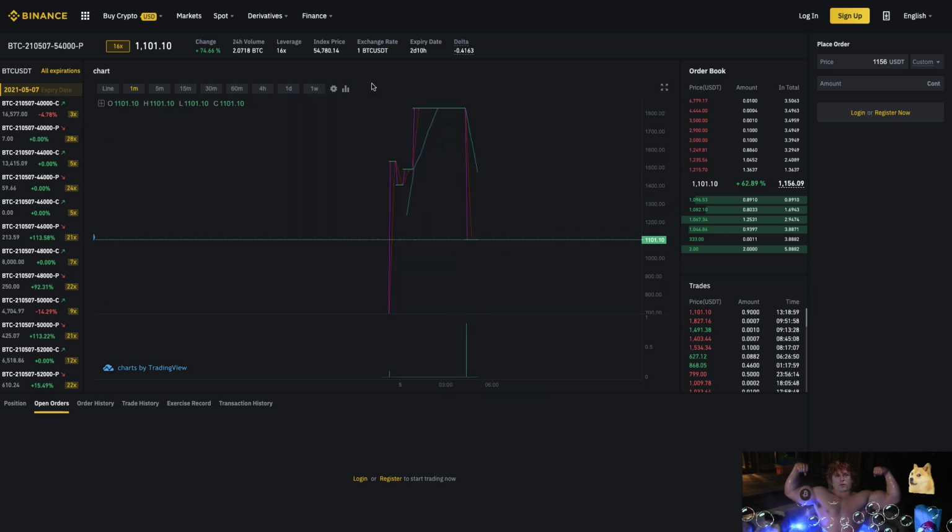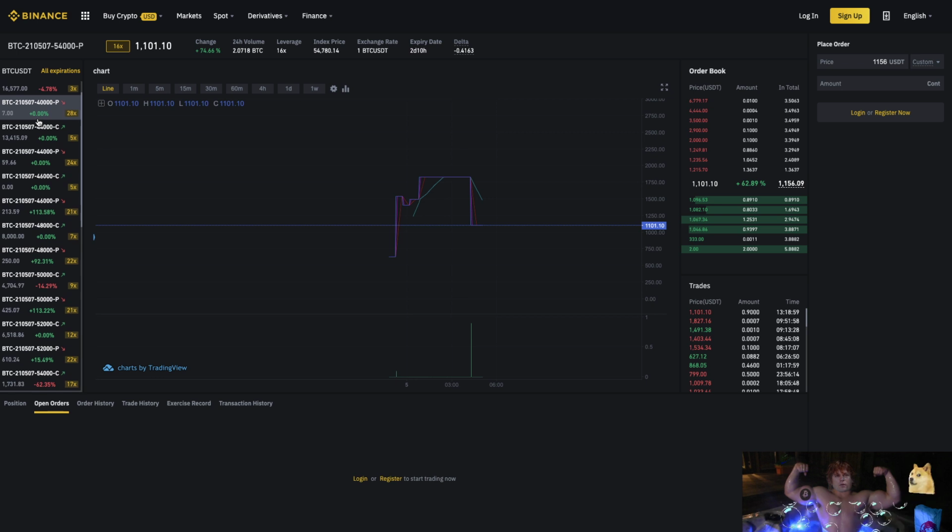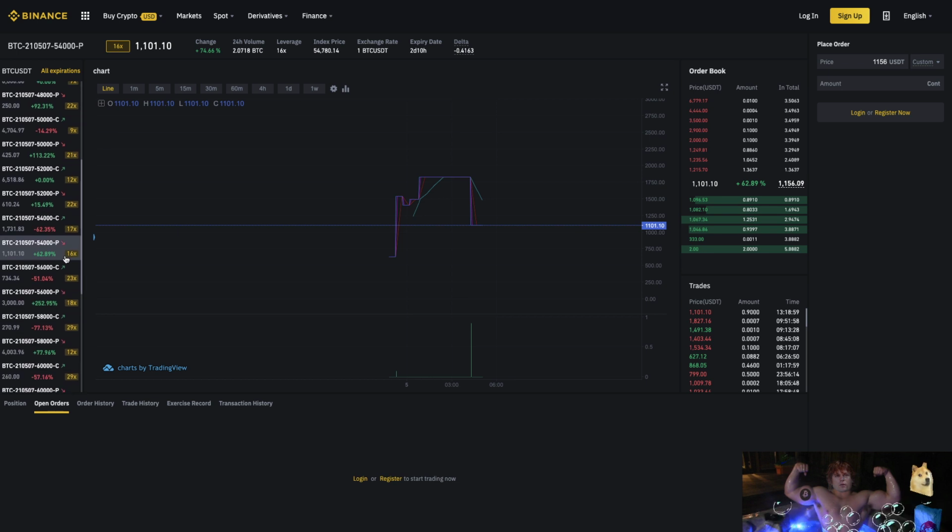If you look at the graph, you can see the price of the option changing. A put option is a bet that Bitcoin's going to go down. You pay a premium, a one-time fee of whatever the option's trading at, and that gives you the right to sell Bitcoin at the strike price. In this case, we are looking at strike... where does it show the strike? Oh, here we go. 54,000.